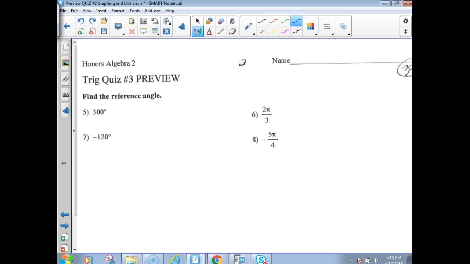Okay, on the back, quiz preview, one thing we need to pay attention to, a reminder that all of your reference angles make a what? We call it the bow tie. All right, so where they are, quadrant 1, theta is its own reference angle. In quadrant 2, the reference angle is here. Quadrant 3, it's always with the x-axis.